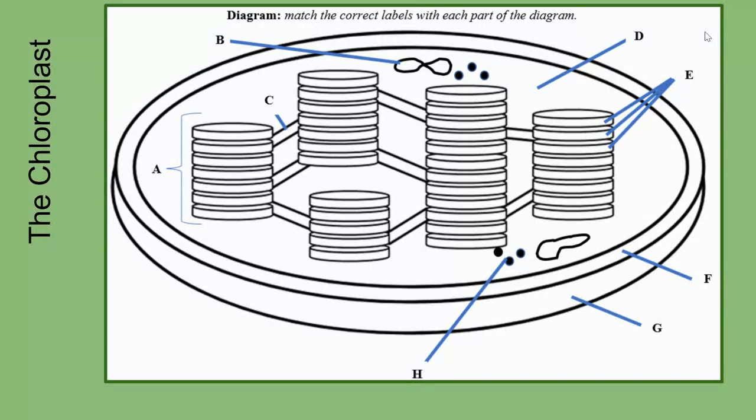This time we are focusing on the chloroplast, which is the organelle where photosynthesis happens. It's kind of a complex organelle, and this is a diagram of it. Let's talk through what the different parts of this organelle are. But first, I've got a little idea for you.